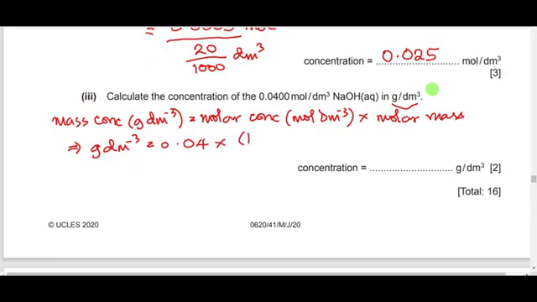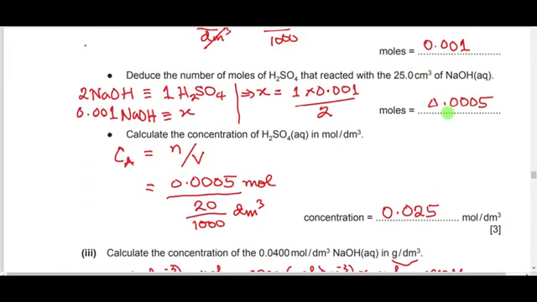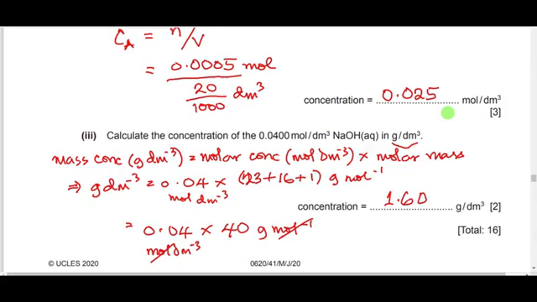What's the molar mass of sodium hydroxide? This is 23 plus 16 plus 1, in grams per mole. So this was 0.04 times 40. Look, this is moles per dm³ times grams per mole. If we evaluate the units, we are left with grams per dm³. So 0.04 times 40 gives us 1.60 grams per dm³. Remember, when you're writing the concentration in moles per dm³ and grams per dm³, you must always write them in 3 significant figures.